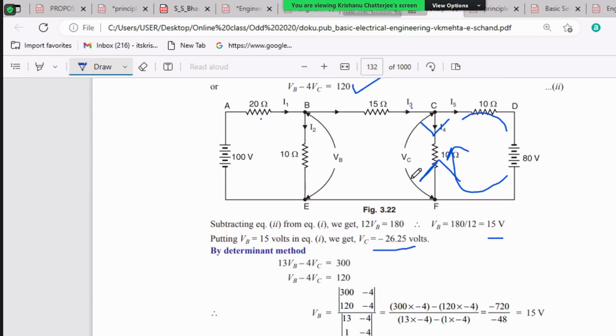If you are getting the current in minus, obviously you have to define the direction. No need of defining when you are getting a positive value. But if you are getting a negative value, obviously you have to define it. Okay, clear?